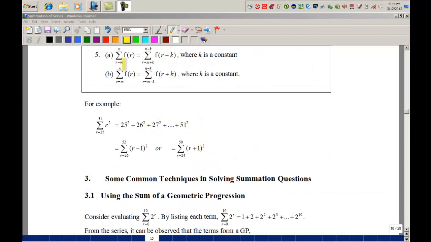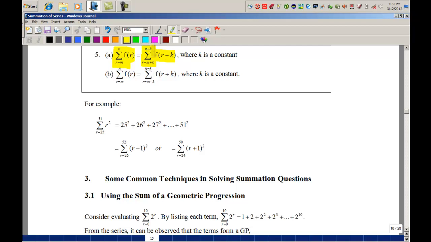Now let's take a look at the last property. Now this last property is probably the most difficult to understand. Let's take a look at 5a and b separately. Now look at 5a. Now 5a says this. 5a says you want to sum fr, okay, from r equals to m to n. And then this is the same as sum fr minus k, where k is a constant, from the lower limit of m plus k to the upper limit of n plus k.